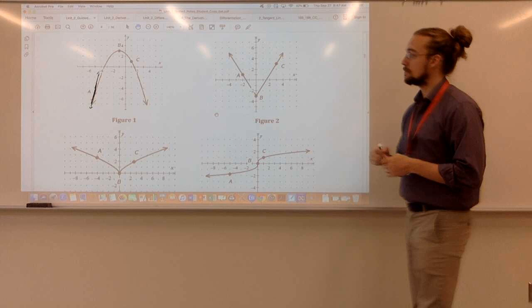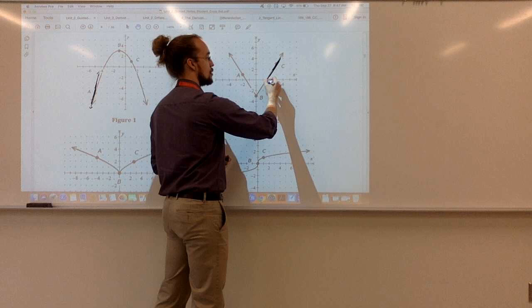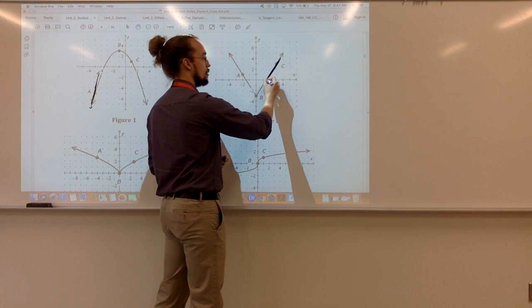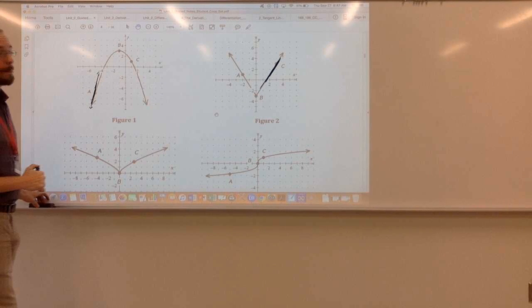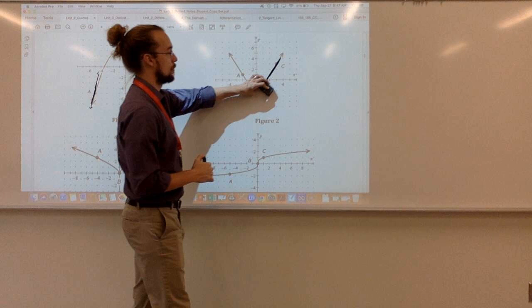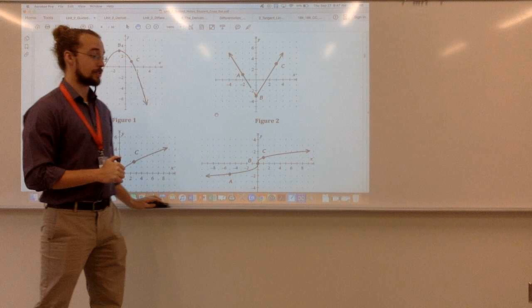But for C, if I draw this tangent line right there, that's actually going to end up being right on the curve, because the curve itself is a line. It's a linear function. So the same thing will be true for A. Right. Yeah. So basically, the tangent line is the line, in this case, yes.